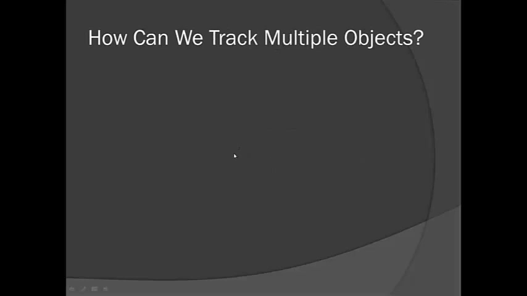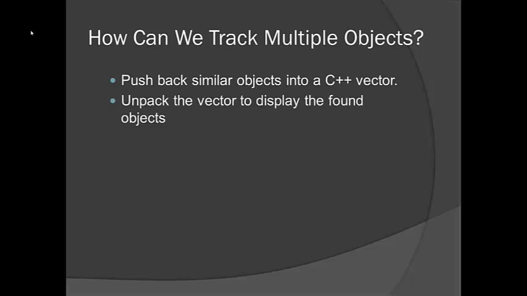Now, in the comments of the last tutorial, a lot of people were asking how we can go about tracking multiple objects. Well, I'm going to go over that in detail in this tutorial. In C++, what we can do is pack all the similar objects into a vector. Then later in the code, when we want to display them, we can just unpack the vector and display them at their respective coordinates.